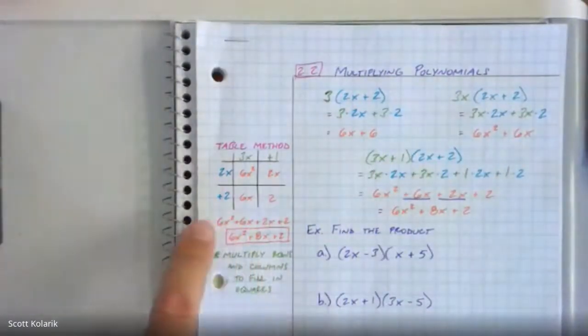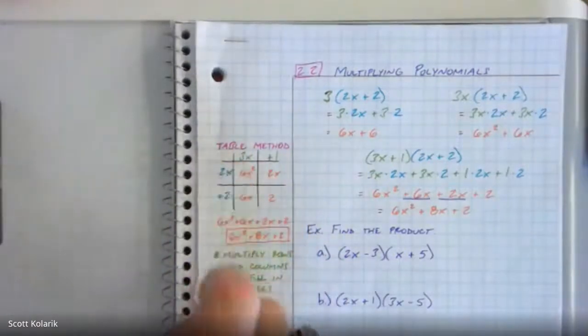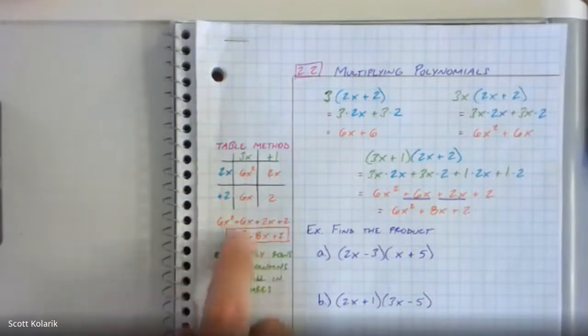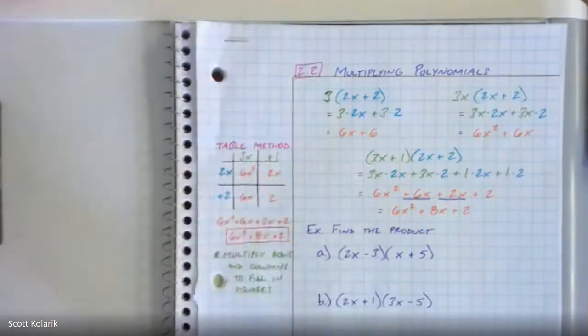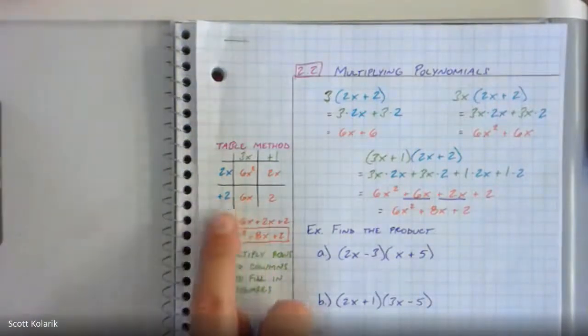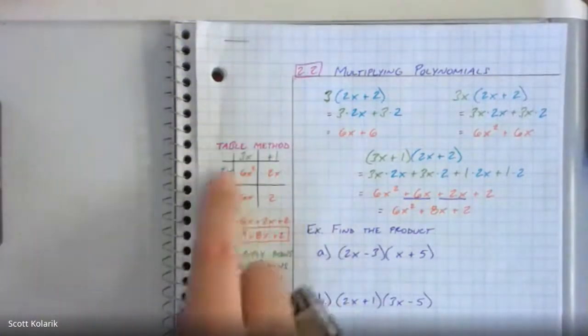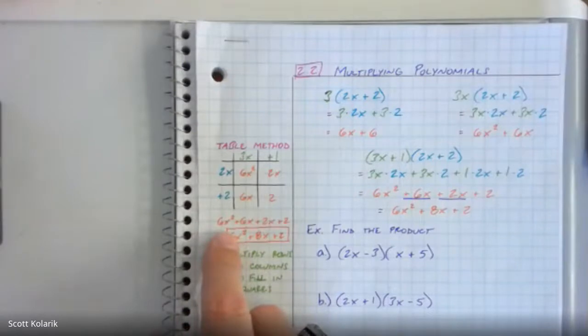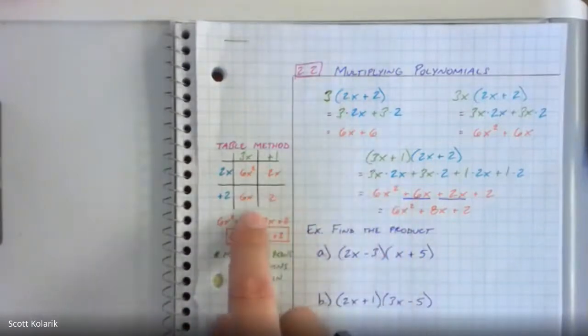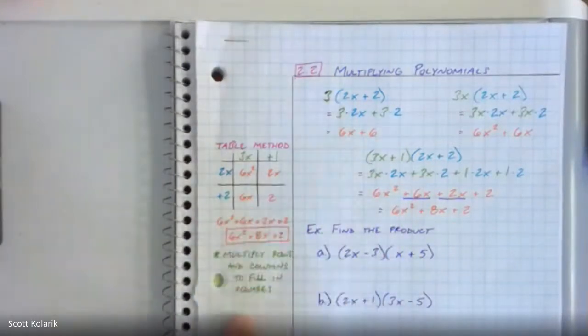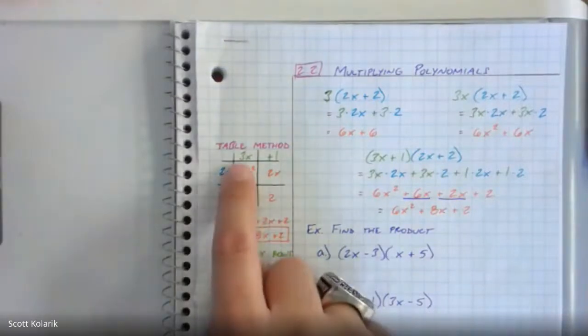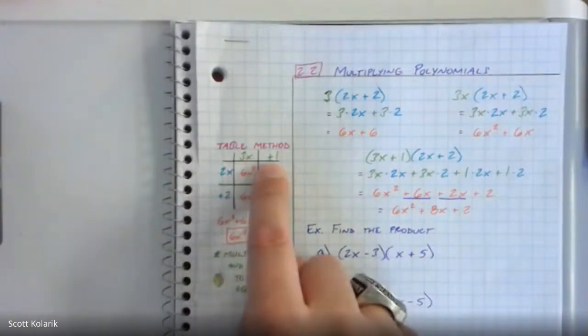Real quick, just as a little side note here, what I have in the margin, this is called table method. Some people prefer this kind of visual organization where they have this grid that they make. If you don't like this, don't use it. If you prefer this, I'm okay with you only using this. It really doesn't matter to me which of these methods you use.